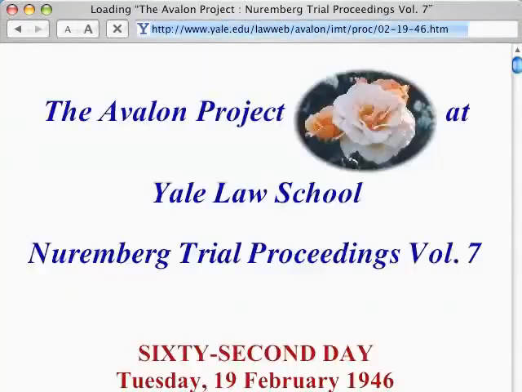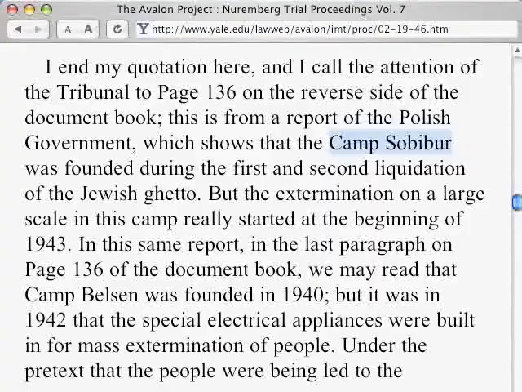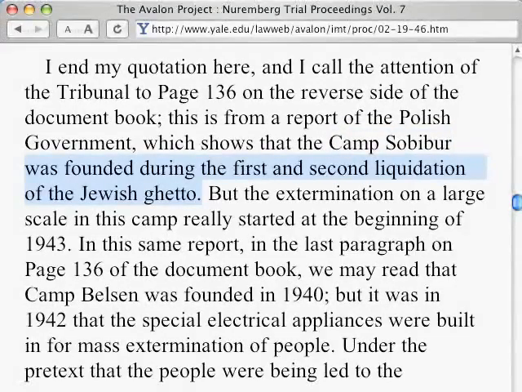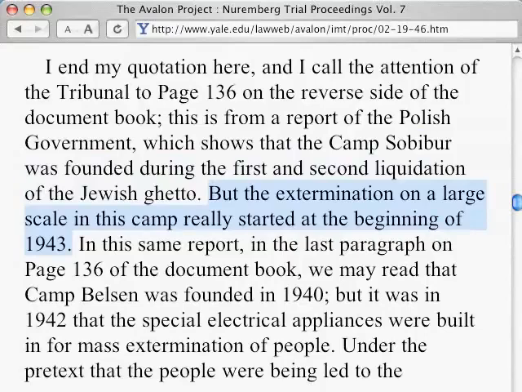It occurs where Camp Belsen was mentioned. It says that Camp Sobibor was founded during the first and second liquidation of the Jewish ghetto, but the extermination on a large scale in this camp really started at the beginning of 1943.